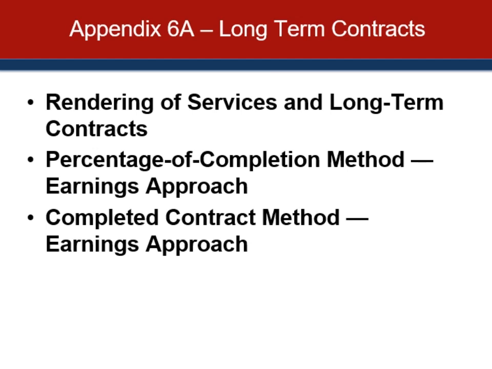Under the percentage of completion method, revenue and gross profit are recognized each period based on the progress made to a specific point in time, the end of the fiscal year. And the completed contract method waits to recognize revenue and gross profit and recognizes them only when the contract is fully completed.